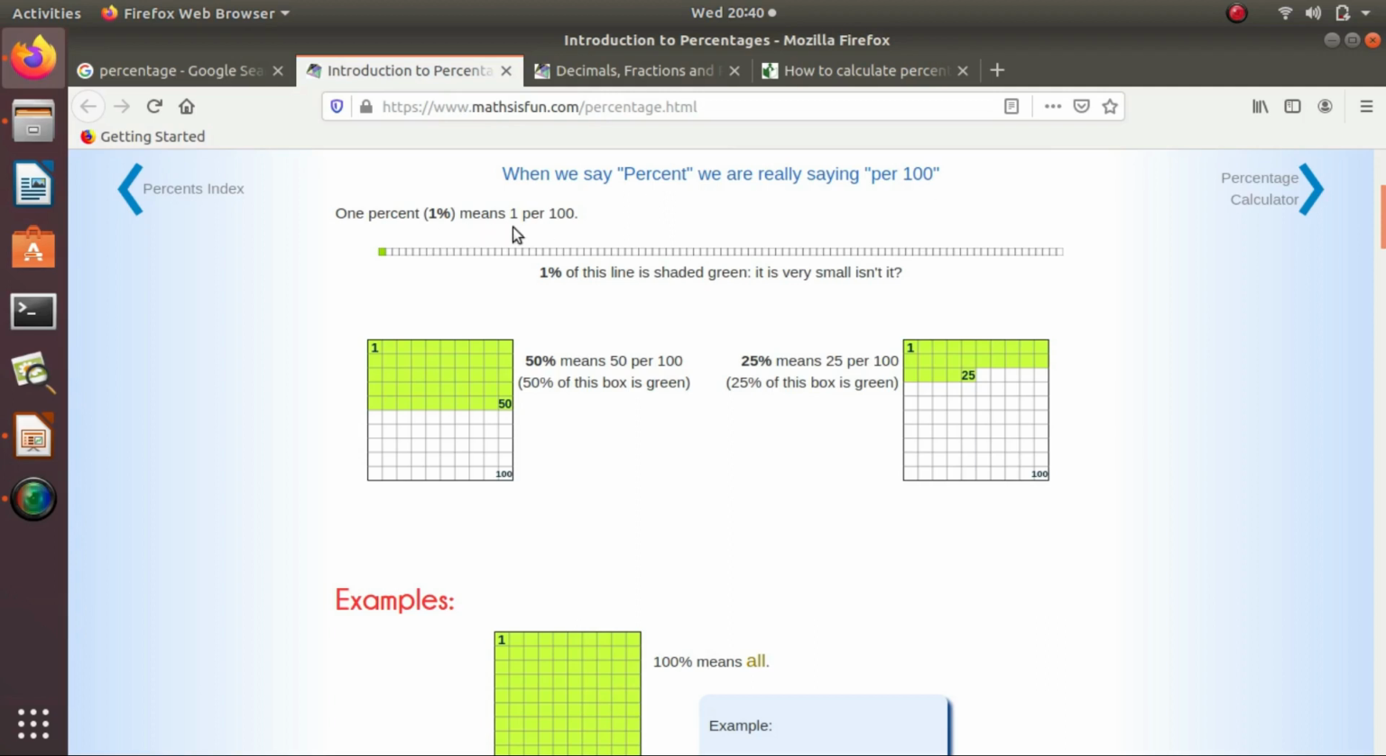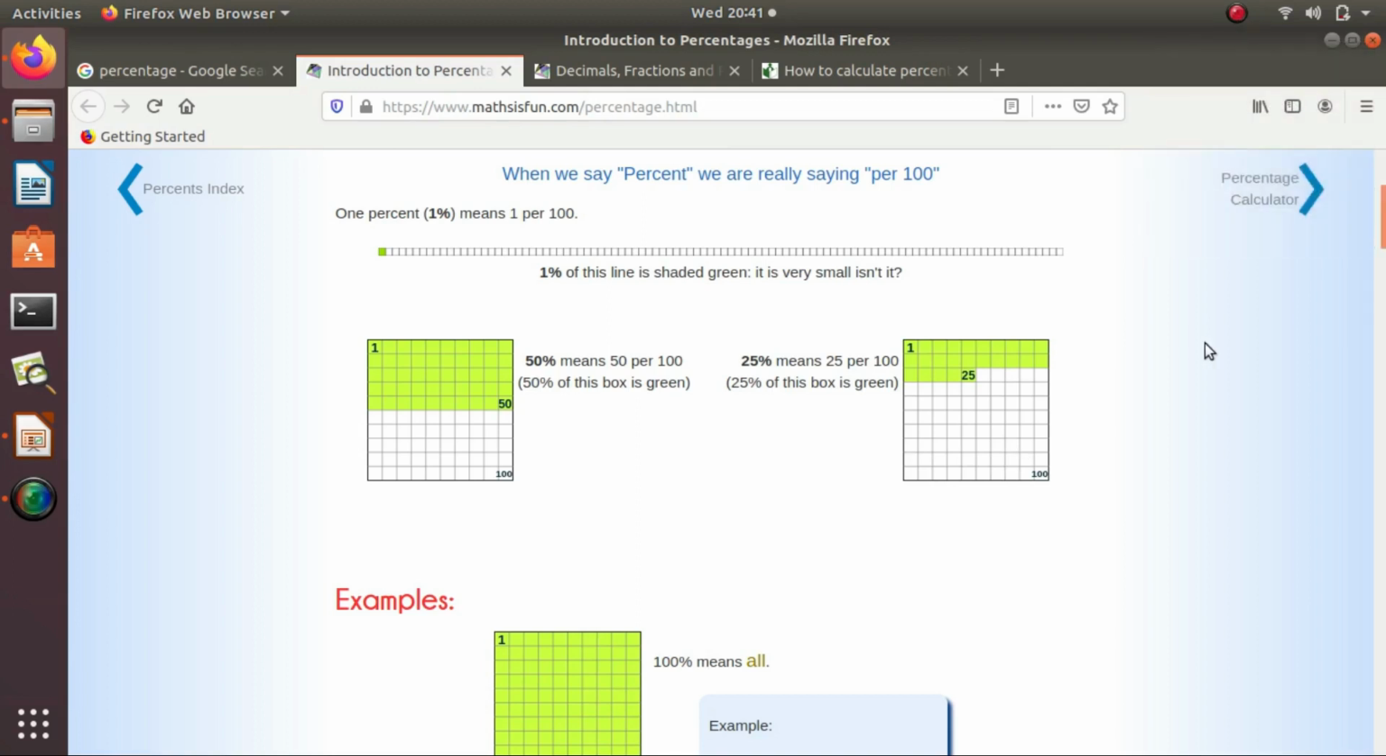So what does 1% mean? Out of this 100 we are picking 1, that is 1 out of 100. Here we can see 50%. 50% means 50 out of this 100 box, so that is 50 divided by 100. Out of 100 parts or 100 boxes we are picking 50. So 25%, 25 upon 100, or we are picking 25 boxes out of 100.